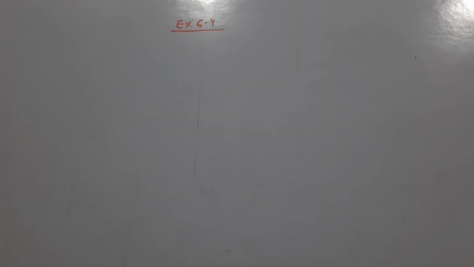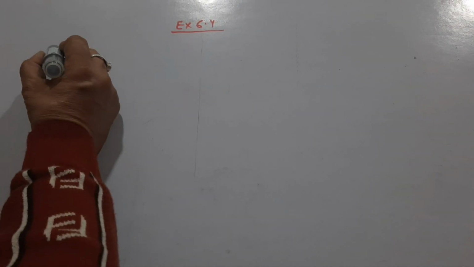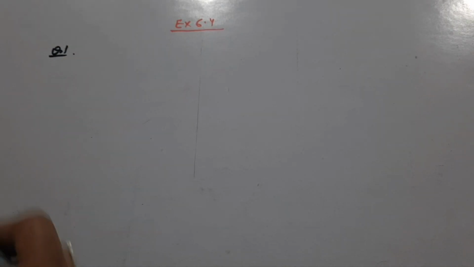Now students, let us start with the very first question of exercise 6.4, which is based on permutations. The first question is, in how many ways can 6 children stand in a queue? So let us see in how many ways 6 children can stand in a queue.